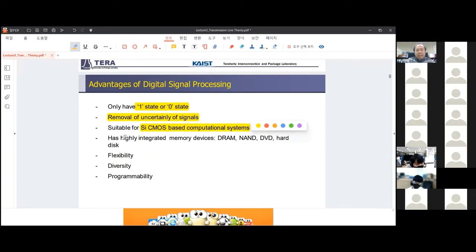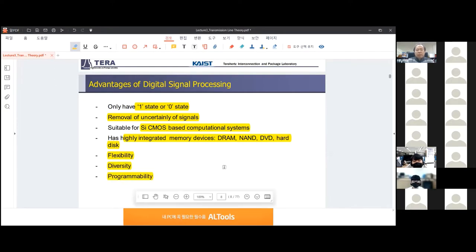Also, it can be highly integrated with memory devices such as DRAM, NAND, DVD, hard disk. And these devices are basically digital memory devices. Because of programmability of these devices and software, we can achieve flexibility, diversity and programmability. I think those are the main advantages of digital signal processing. And I still believe that these advantages will continue for at least 10 to 30 years.